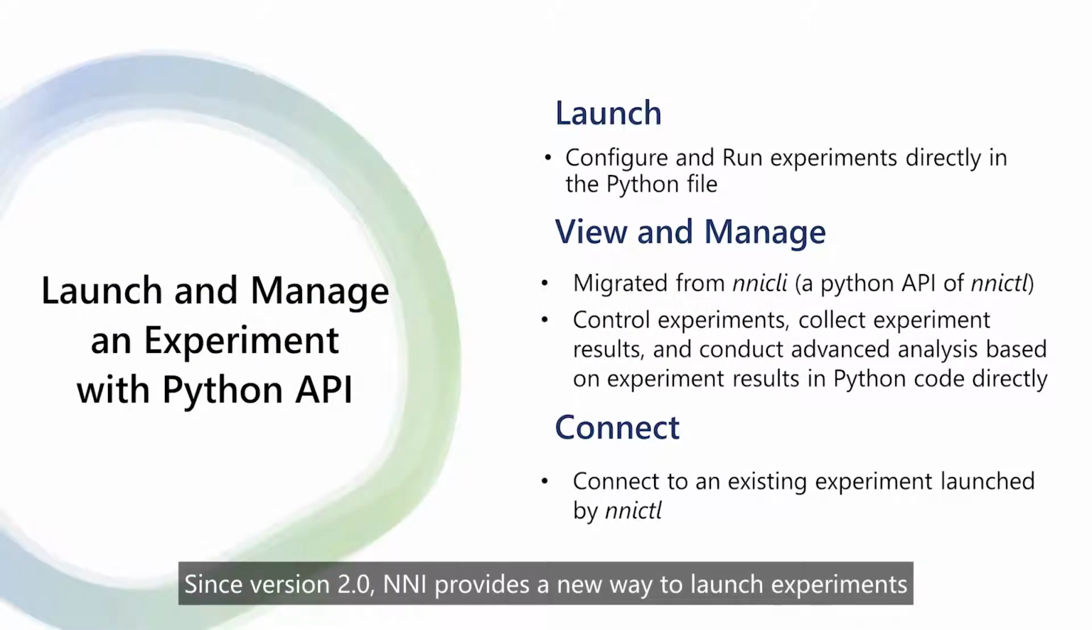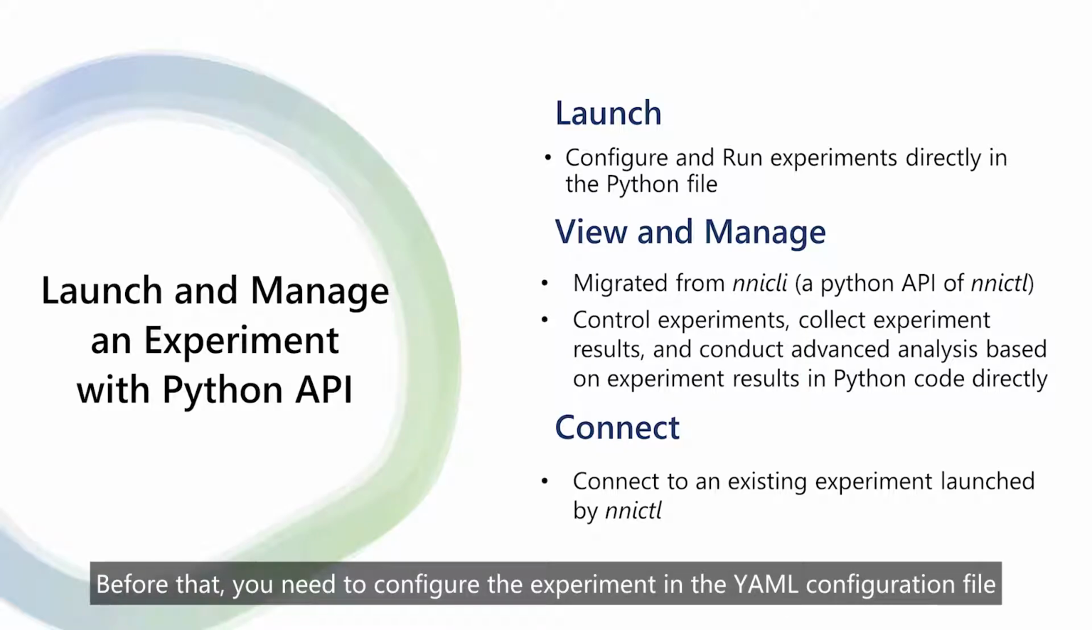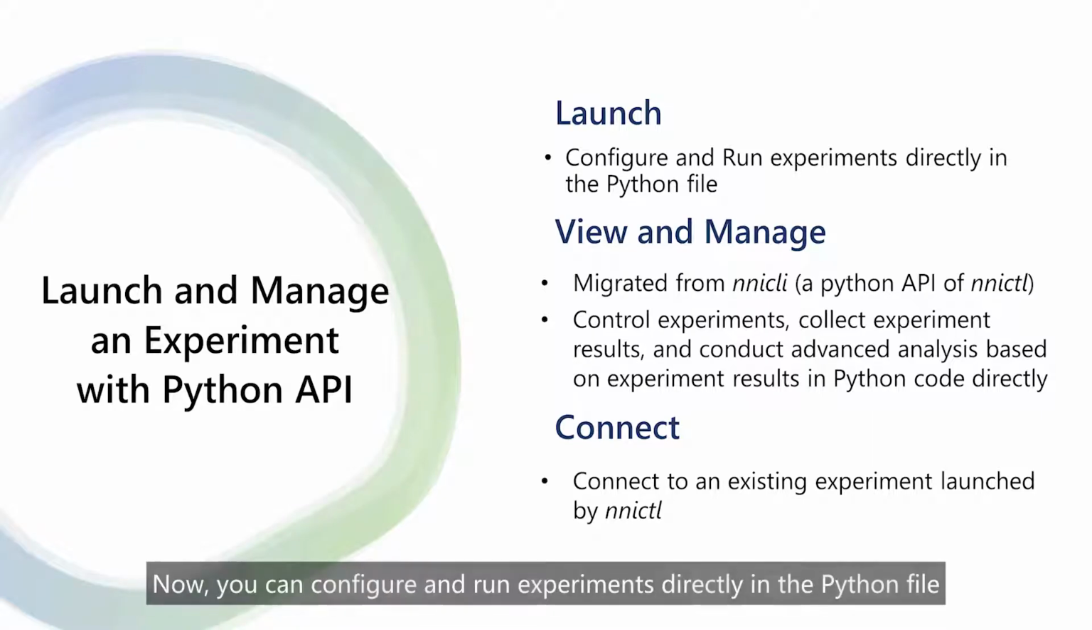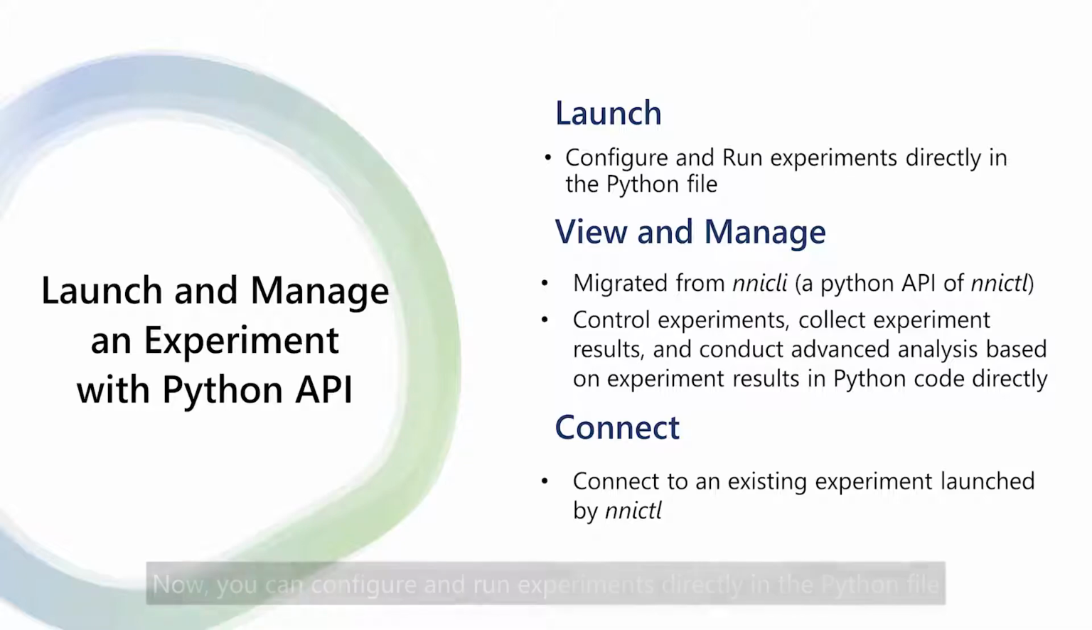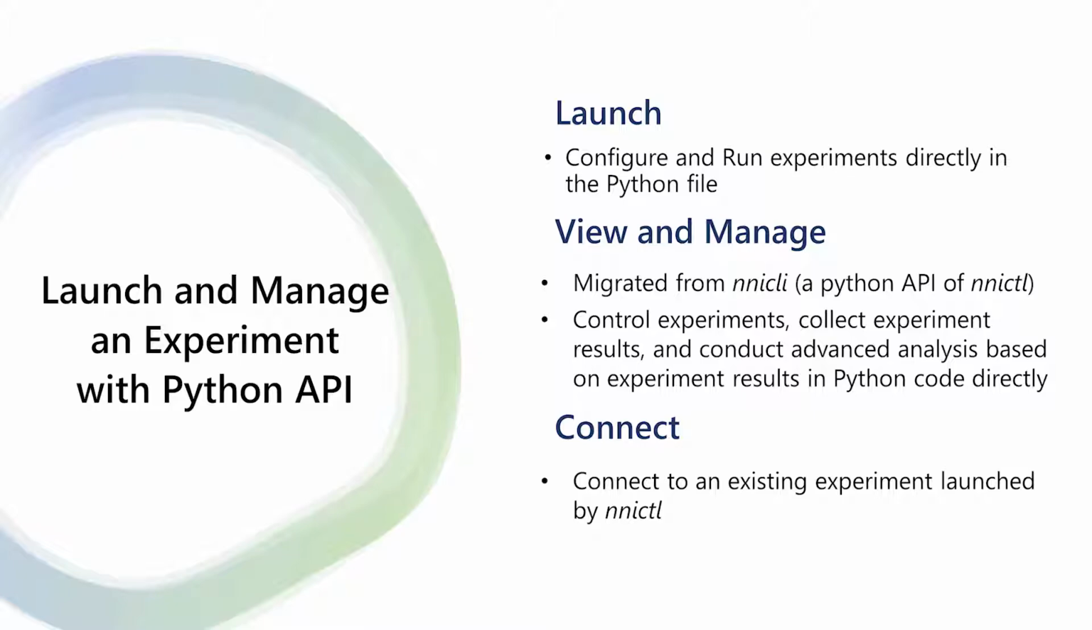Since version 2.0, NNI provides a new way to launch experiments. Before that, you need to configure the experiment in the YAML configuration file, and then use the NNI control command to launch the experiment. Now, you can configure and run experiments directly in the Python file. If you are familiar with Python programming, this will undoubtedly bring you more convenience.